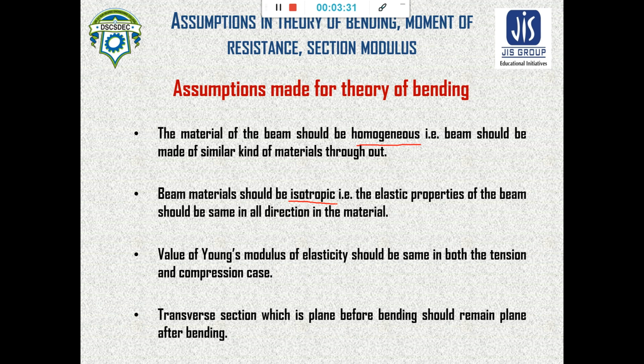Fourth one is the transverse section, and this is important. A transverse section which is plane before bending should remain plane after bending. What is a transverse section? See here, this is the workpiece, this is our beam, and this is its neutral axis that we have studied earlier. After bending, what will happen? After bending, the beam will look like this.